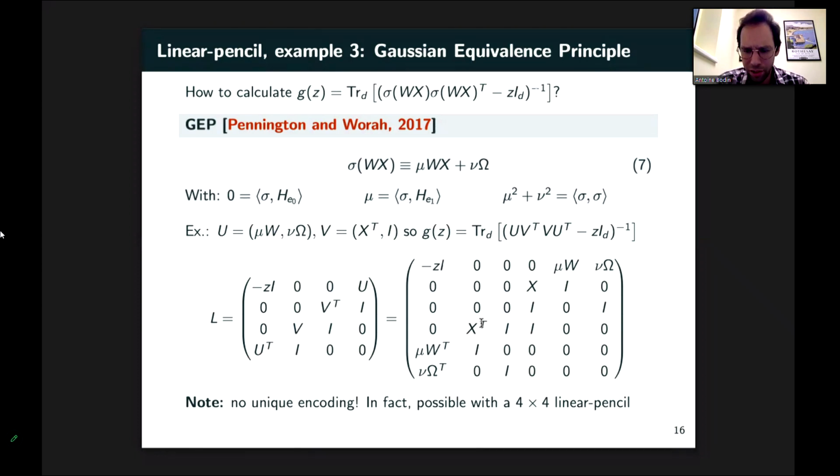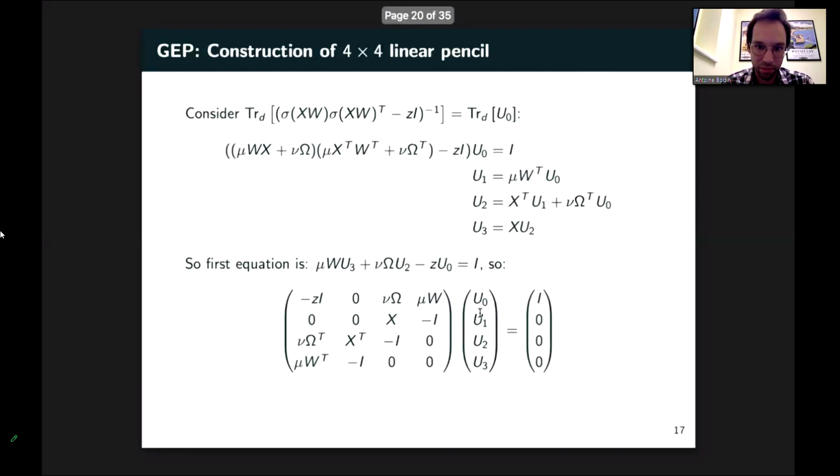So one thing that I'd like to stress is that there is no unique way of using those linear pencils. And there is actually a simpler way of, so here it's a 6x6 linear pencil, but you could actually simplify it further and make it a 4x4 linear pencil. Okay, again, I won't go much more into the details, but essentially this is again the same game where you try to use some placeholders, U0, U1, U2, U3, and you try to linearize as much as possible. And essentially here you can get back to a 4x4 linear pencil.